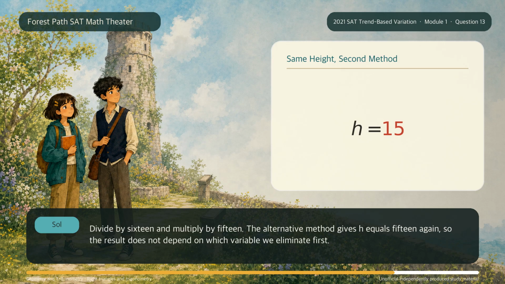Divide by 16 and multiply by 15. The alternative method gives h equals 15 again, so the result does not depend on which variable we eliminate first.